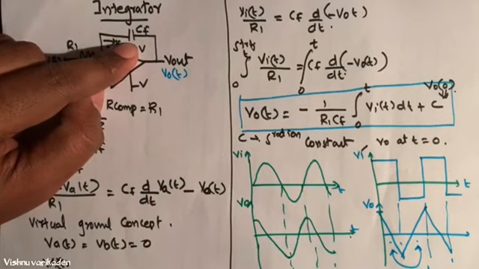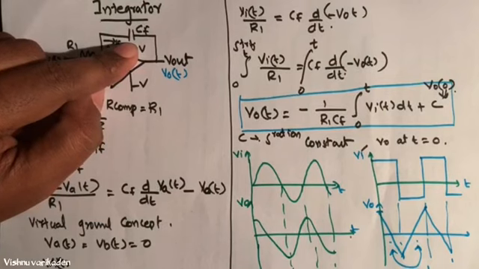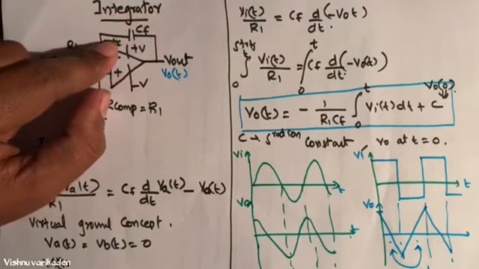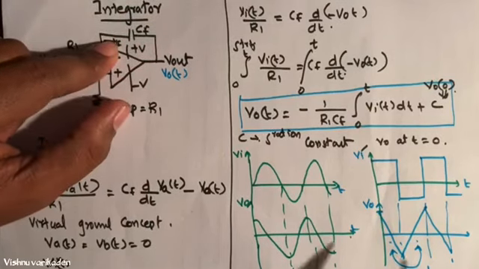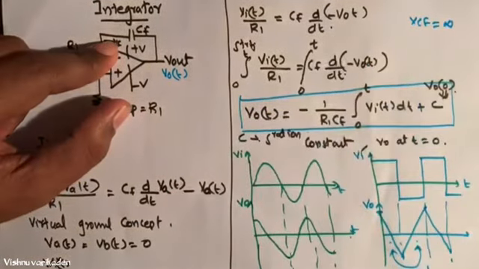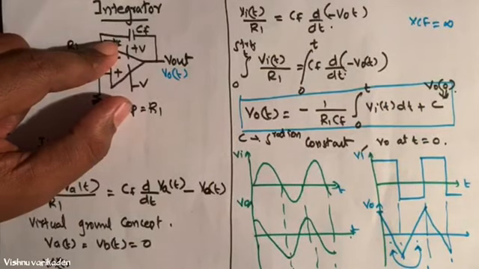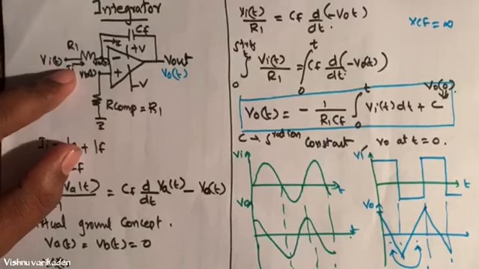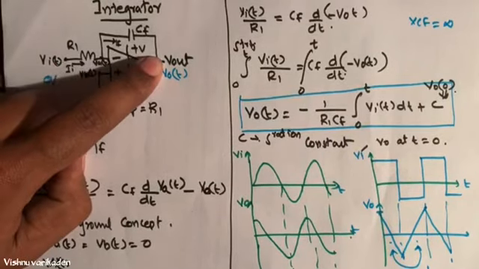Whenever Vin is equal to 0, the integrator works as an open loop amplifier, because the capacitor CF acts as an open circuit. That means XCF is infinity. In this case, the input offset voltage of the op-amp and the input current IA produce an error voltage in the output.